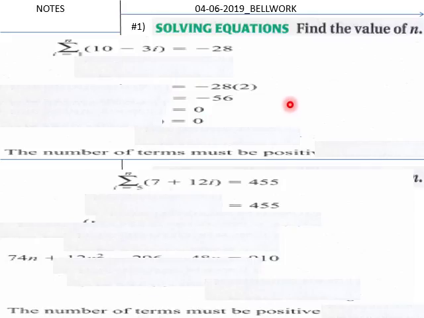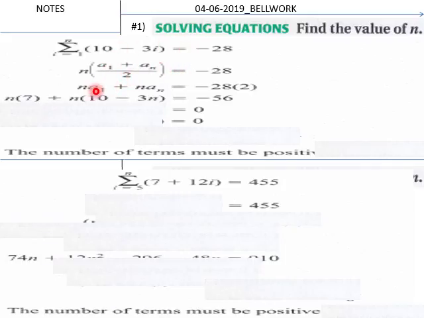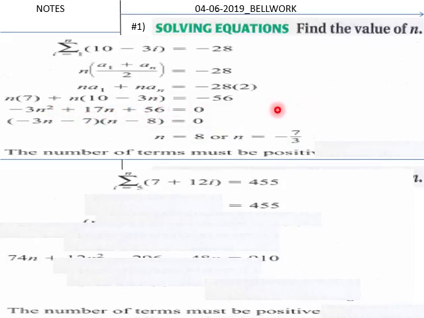Okay, welcome back everybody. Here are your solutions. For number 1, we have our original problem here. This is the formula that we're going to use. And then we get it into this form, where we divide through by 2 on both sides. And then we plug in values from our original statement, and we come up with negative 3n squared plus 17n plus 56.